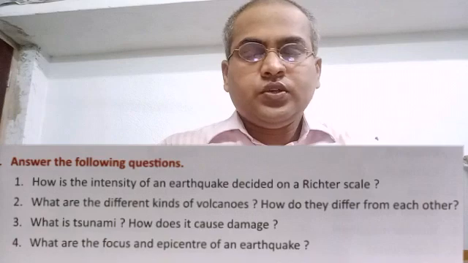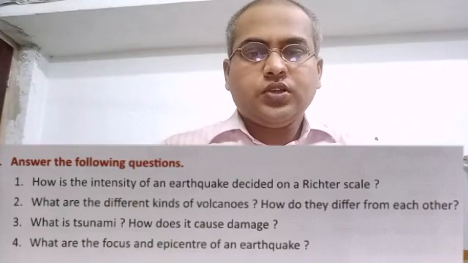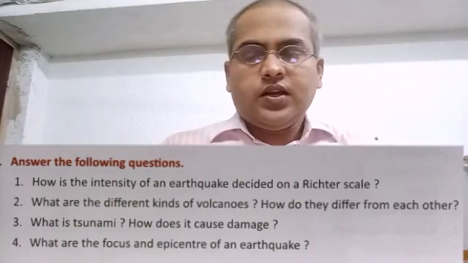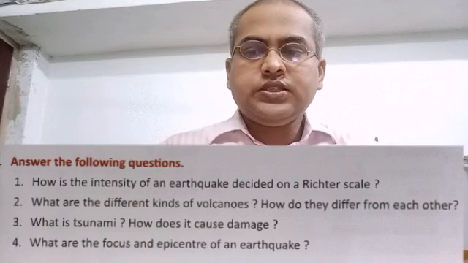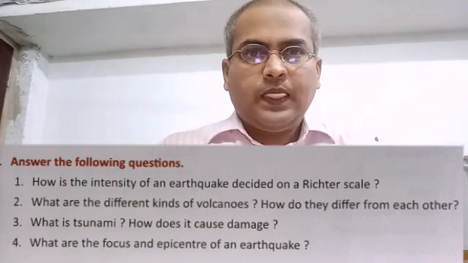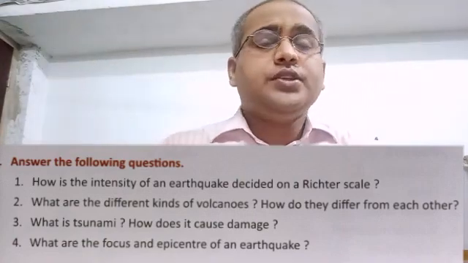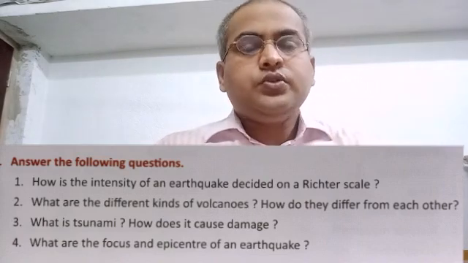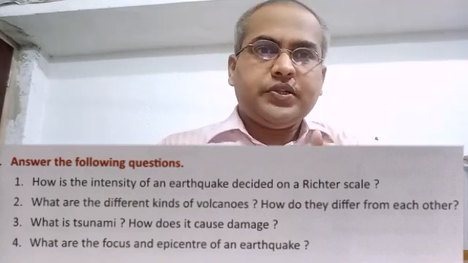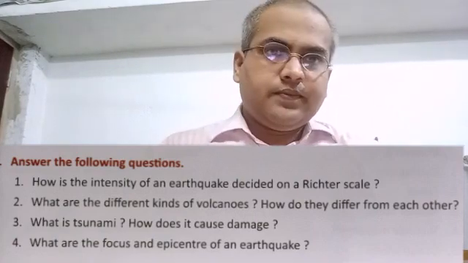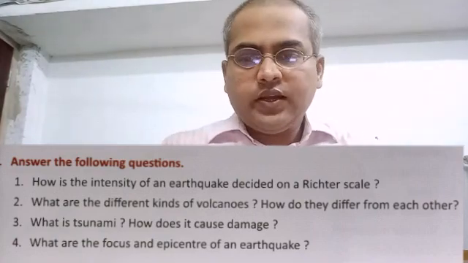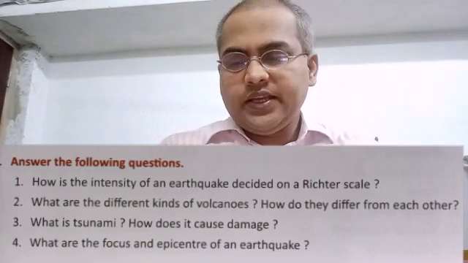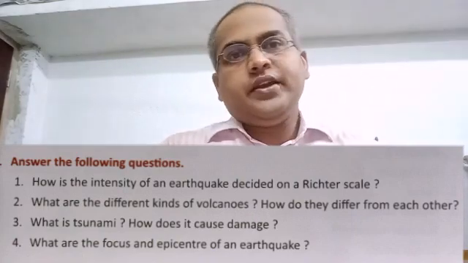Next, question number 2. What are the different kinds of volcanoes and how do they differ from each other? The different kinds of volcanoes are: number 1, active volcano; number 2, dormant volcano; and number 3, extinct volcano. So comes number 1, active volcano. Active volcanoes may erupt at any time or have erupted in the recent past.